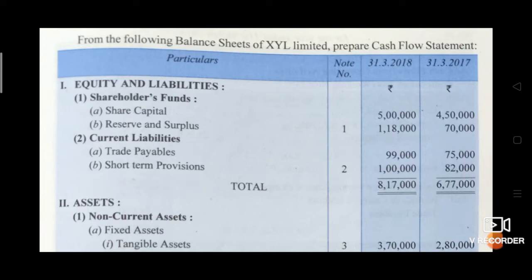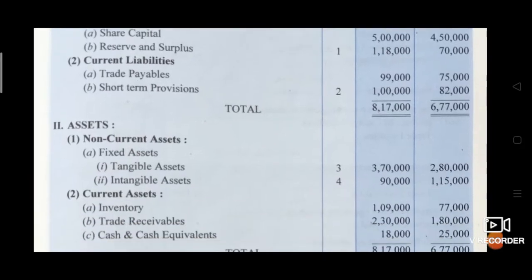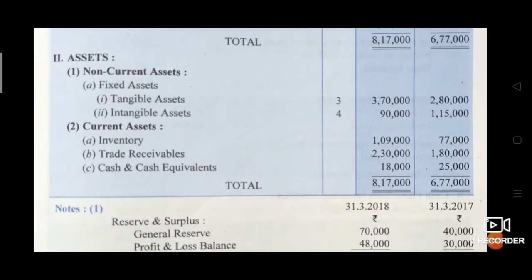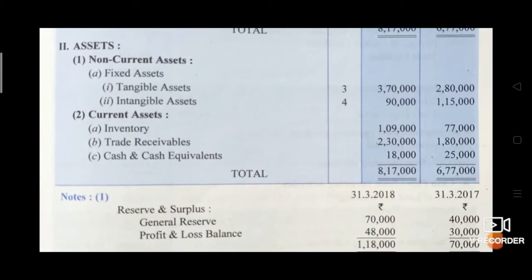Current liabilities, trade payables, it was 75,000 and it is 99,000 now in current year. So there is increase in trade payables. For short term provision, note is given. Now asset side, non current assets, fixed assets, tangible assets, intangible asset, for both notes are given.